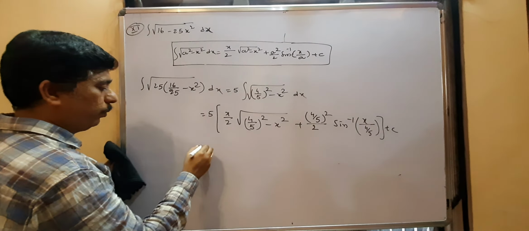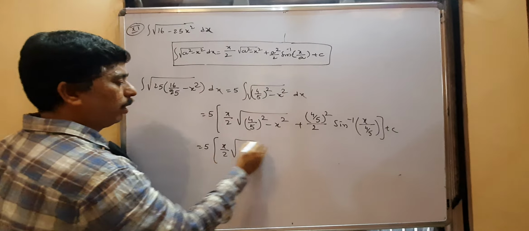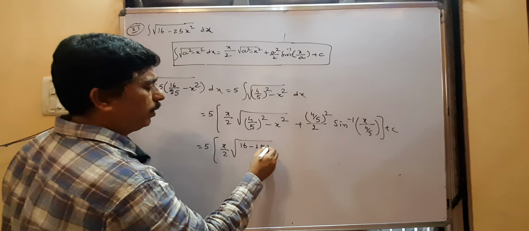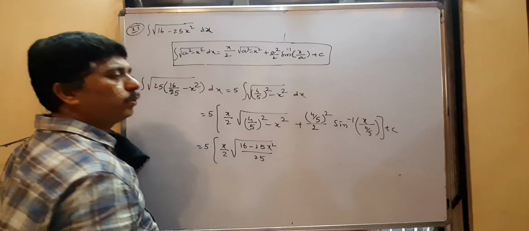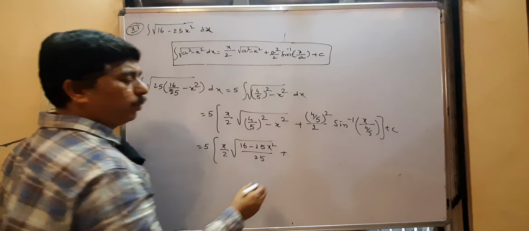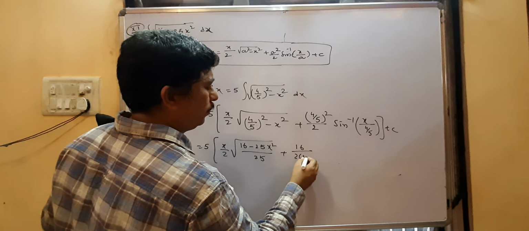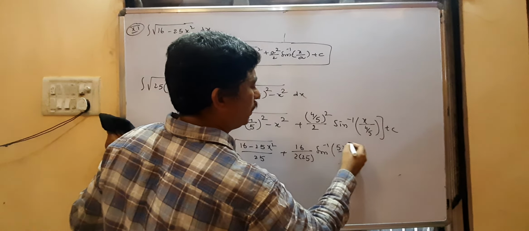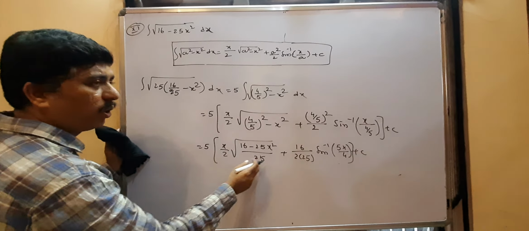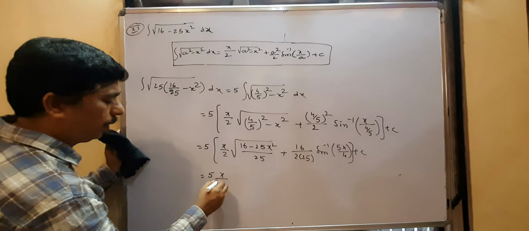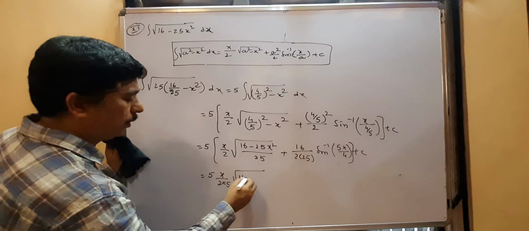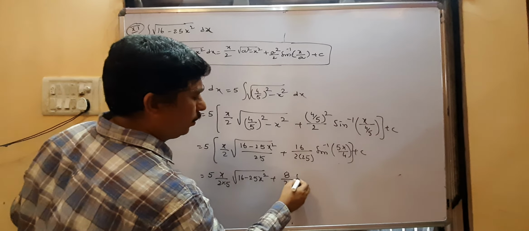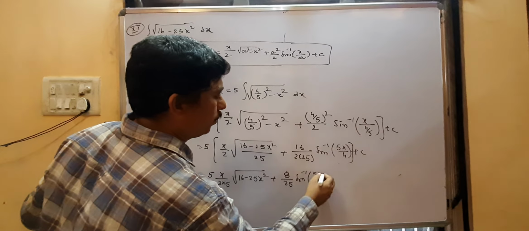So this is 5 into x by 2 into root of 16 by 25 minus x square. LCM we have, take 16 minus 25 x square by 25. 4 by 5 whole square means 16 by 25, by 2. That is 16 by 2 into 25, sin inverse of 5x by 4 plus c. 5 multiply inside, this root 25 becomes 5. 5 into x by 2 into 5 into root of 16 minus 25 x square plus 2 8s are 8 by 25 into sin inverse of 5x by 4 plus c.